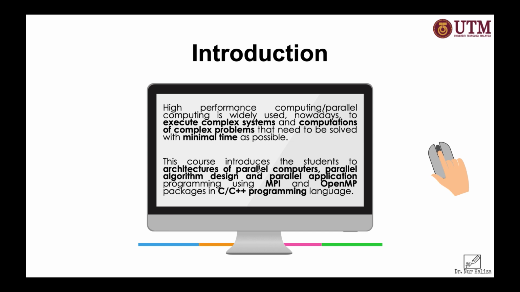Over here, I already listed that high performance computing or parallel computing is nowadays widely used, and the purpose is to execute complex systems and also compute complex problems. We can solve them using HPDP, or high performance data processing, in minimal time. So these are the keywords that you need to know when we have a complex system and also a complex problem in our system and computing. We want, of course, to solve the problem, but in minimal time.